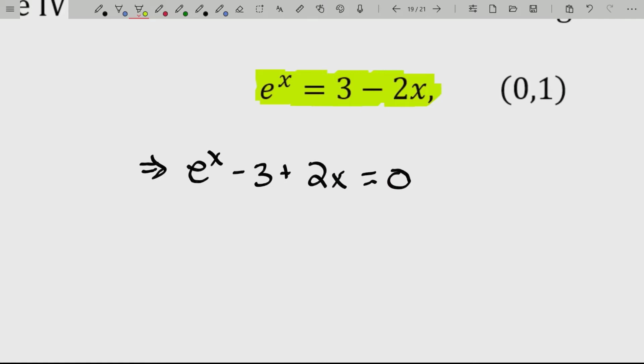But I like to work with the second equation. It's a little bit easier to work with. And here's why. I'm going to let f of x equal e to the x minus 3 plus 2x.